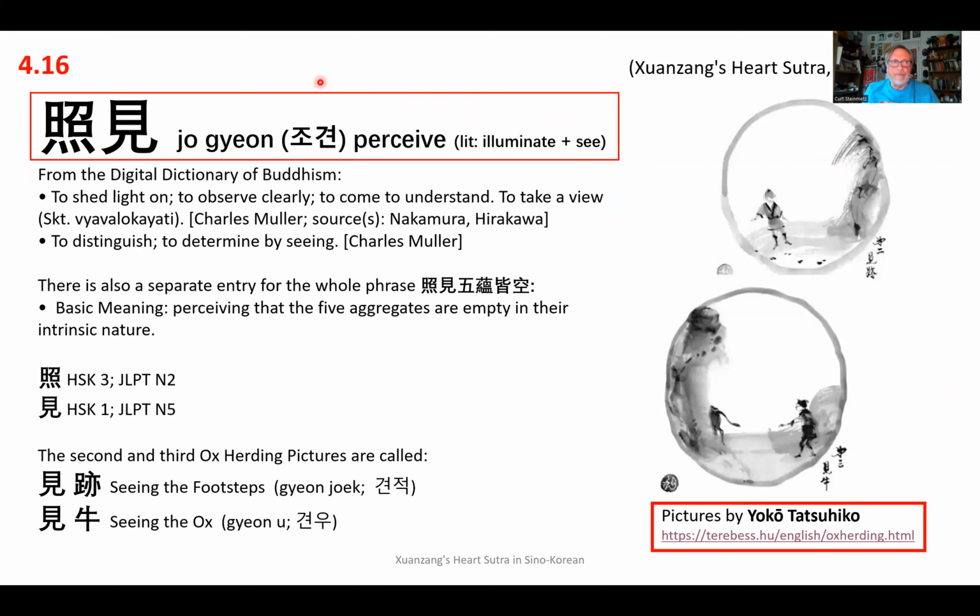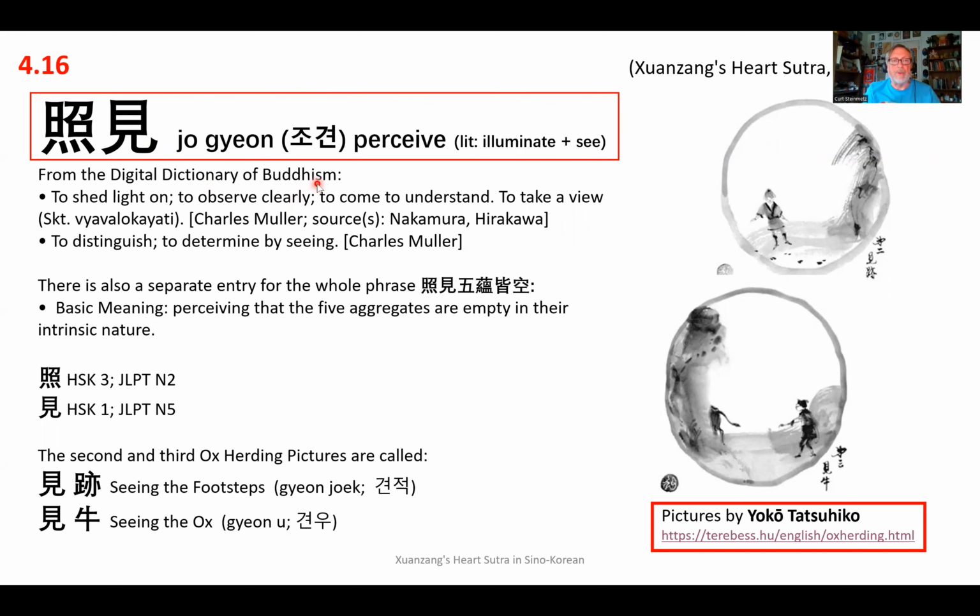Jo-gyeon is a two-character combination. Now, this is a new character for this lesson. Gyeon, so Jo is the character for to illuminate. Gyeon is the character for to see or to meet. And when you put them together, it makes a special way of seeing where you are not just seeing something, but your mind is illuminating it at the same time.